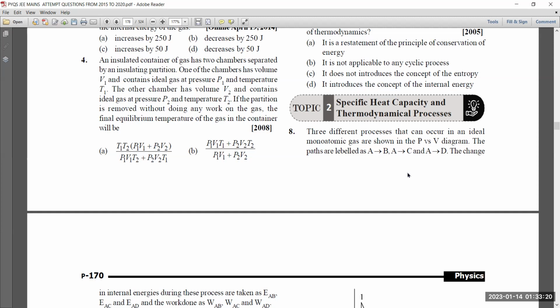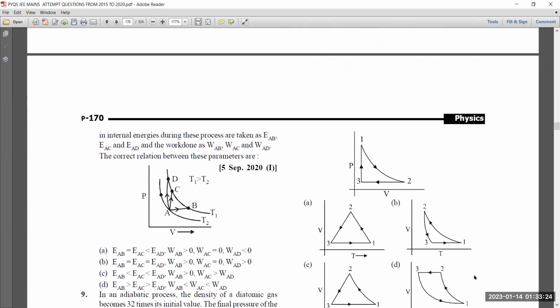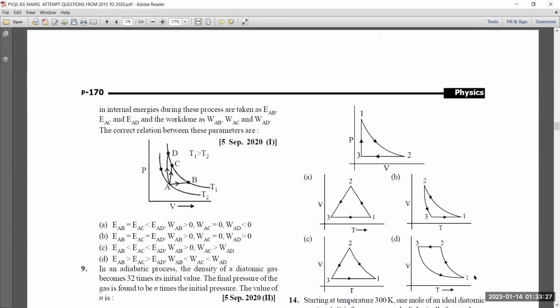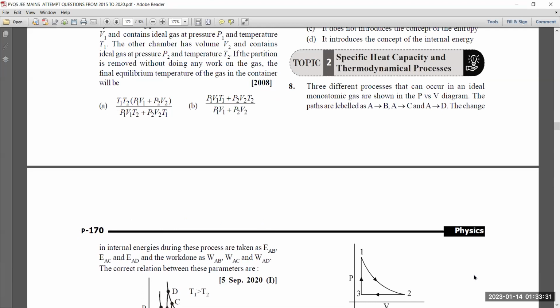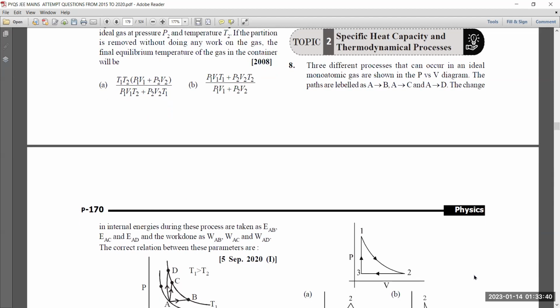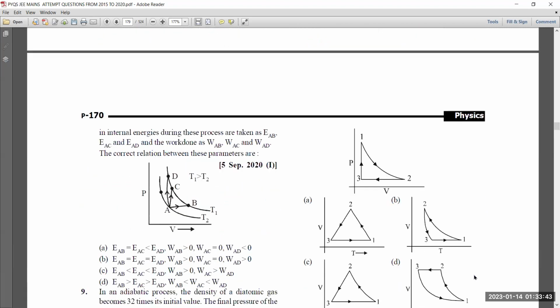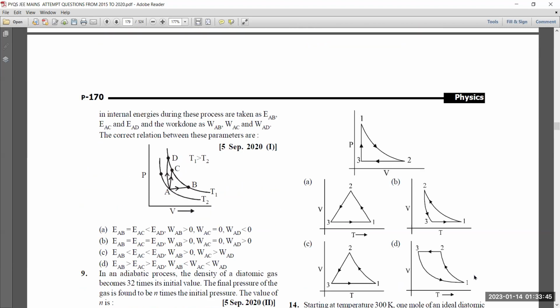Okay, so the next part we can go. This is some different problem. This is question number 8. Three different processes that can occur in an ideal monatomic gas are shown in the figure. The paths are labeled AD, AC, AB. The changes in internal energies during these processes are taken as E_AB, E_AC, E_AD. The correct relation is.